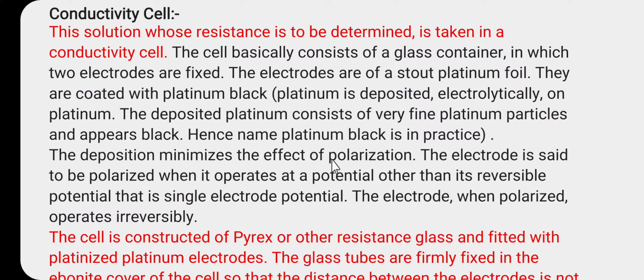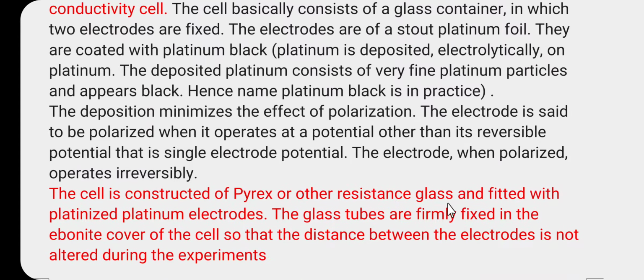An electrode is said to be polarized when it operates at a potential other than its reversible potential, that is, the single electrode potential, and an electrode when polarized operates irreversibly. That's why we have to use platinum black, that is, platinum black is deposited on the electrode.